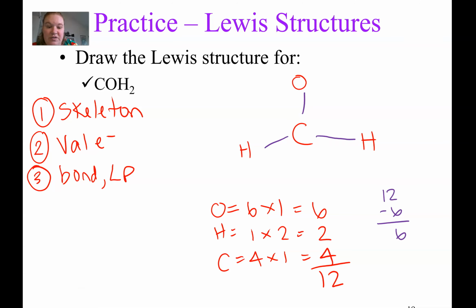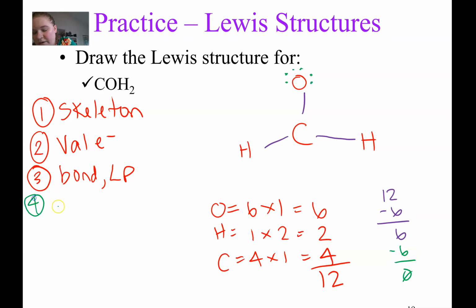So I'm going to look at the hydrogens. Hydrogens only want to have a duet, and they already have that because of the bond. So hydrogens are happy, done. We don't need to do anything to them. So I'm going to move on to the oxygen. Our oxygen has a bond already, so that means it needs 6 more electrons. 1, 2, 3, 4, 5, 6. Okay, so we're out of electrons.